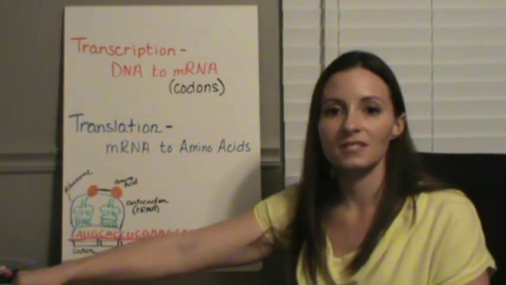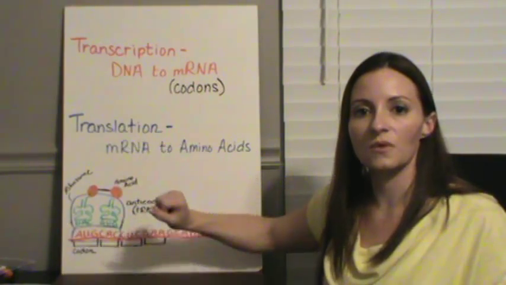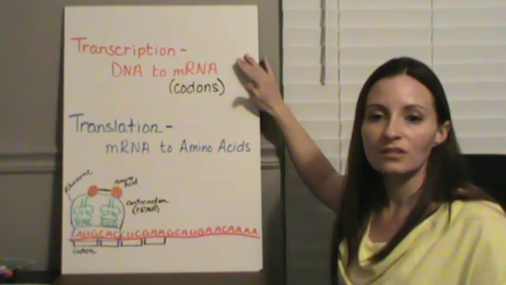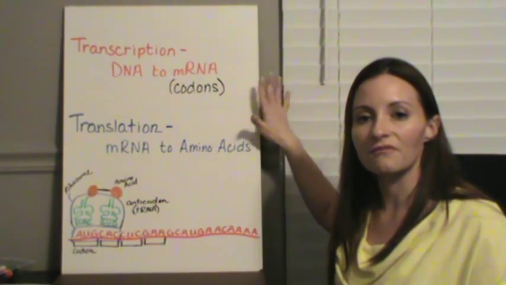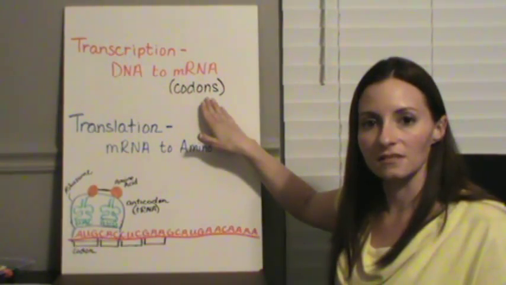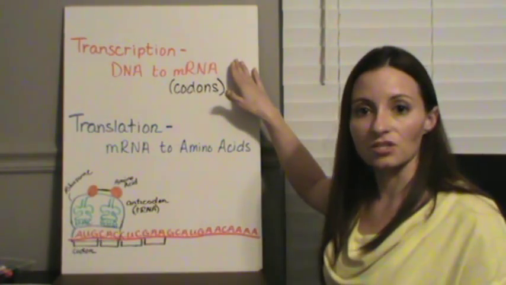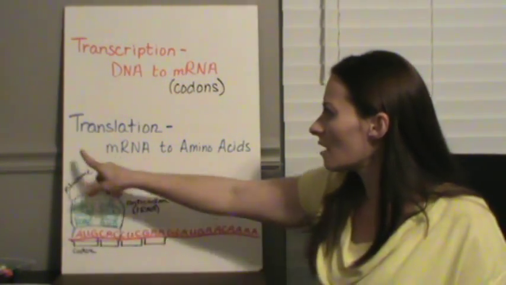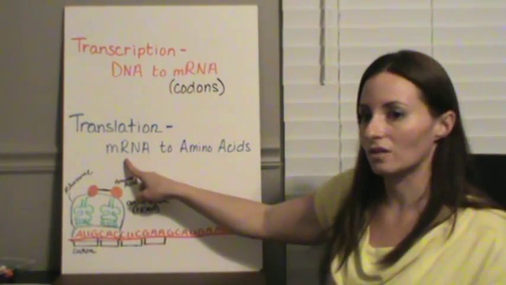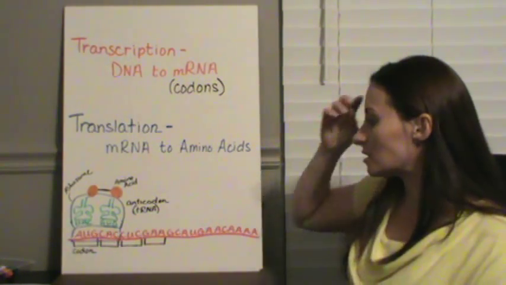Again, the first step in protein synthesis is transcription. This is where we take our DNA and turn it into mRNA. mRNA are what are called codons, and we're going to refer back to that in a little bit. When we talk about codons, we're referring to our mRNA strands. Then we're going to talk about translation. Translation is taking those mRNA molecules and actually turning them into an amino acid chain.